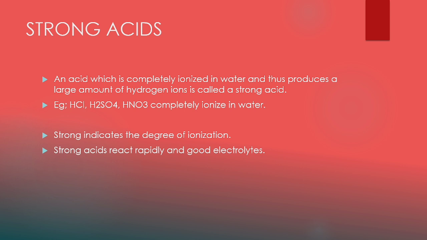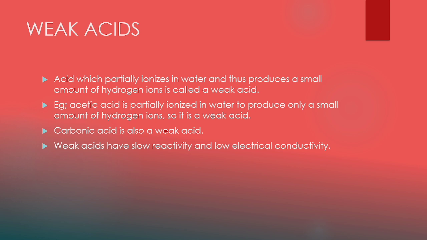Strong acids react rapidly with other compounds, and also they are good electrolytes because they produce a large number of ions. When it comes to weak acids, acids which partially ionize in water and thus produce a small amount of hydrogen ions are called weak acids, because these acids don't produce a large number of hydrogen ions, and it is not completely ionizing, only partially getting ionized. For example, acetic acid CH3COOH is partially ionized in water to produce only a small amount of hydrogen ions, so it's a weak acid. And another weak acid is carbonic acid H2CO3.